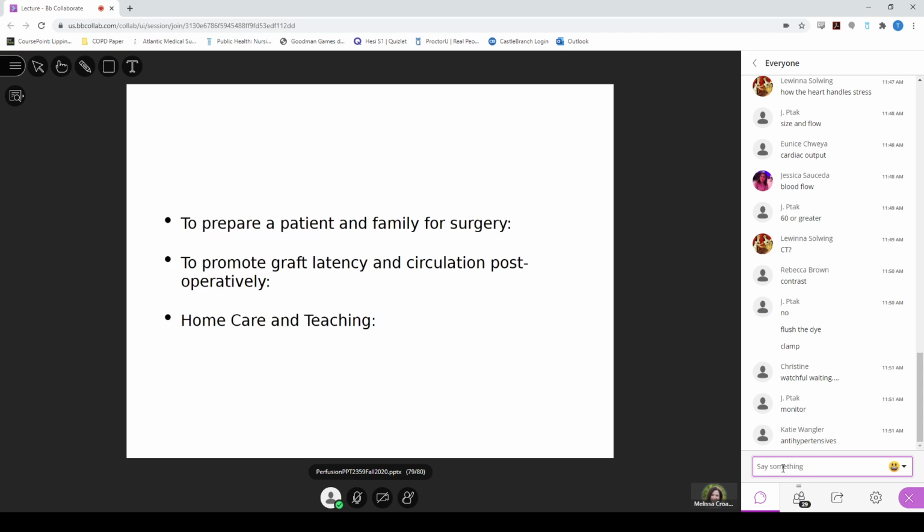So what are your nursing interventions? You've got to prepare the family and client or patient for surgery. And how are you going to do that? You have to do your pre-op care. You have to know about your chronic health problems. Does the patient have hypertension, diabetes, any type of peripheral vascular disease? What do you need to know about the pulses in the lower extremity prior to surgery?